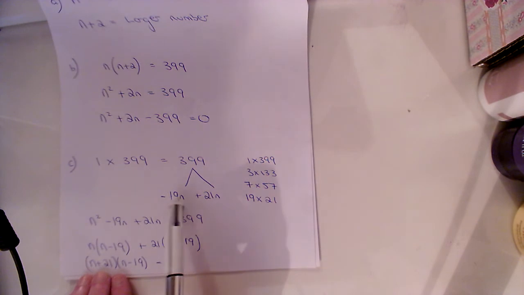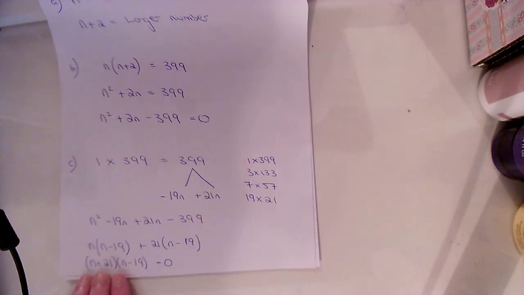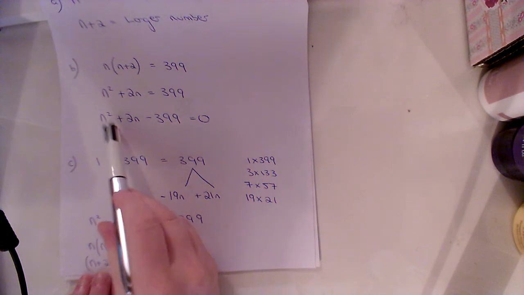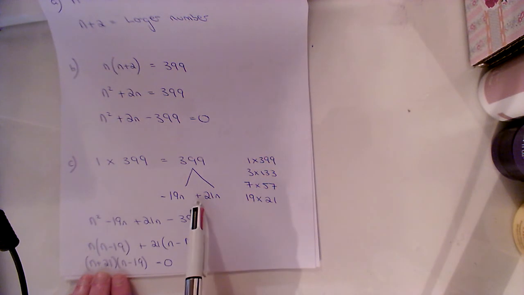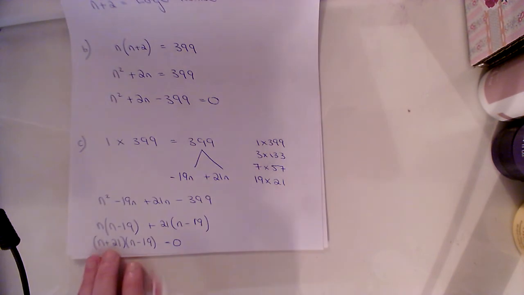So I write down 19n, 21n. This is a minus, so that tells me they're going to be unlike signs. One of them is going to be positive and one of them is going to be negative. I want plus 2n. So I'm going to put the plus with my bigger number and my minus with my smaller one. So I have 21, take away 19, which will give me a positive 2n. I then rewrite this equation using these terms here.